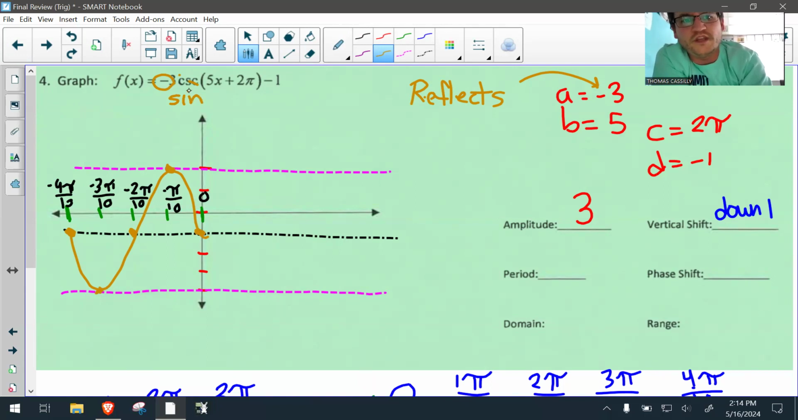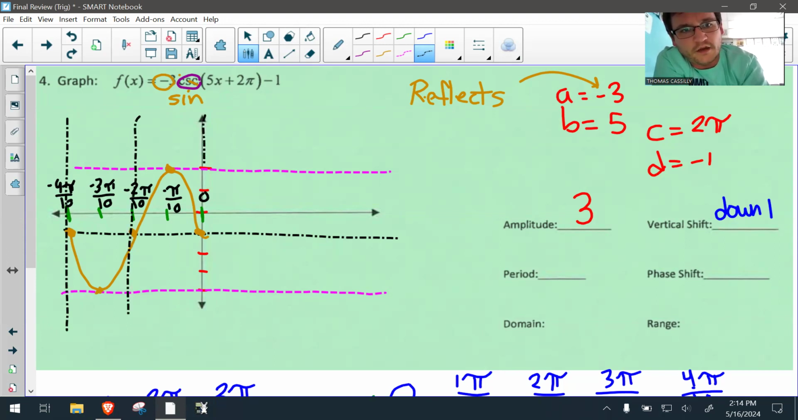But again, we don't want the sine. The end goal was to graph the cosecant. So what we have to do is identify those 0 points. Those are our asymptotes. I'm already using all my dotted lines here, but that's all right. Anywhere that your graph crosses the midline, make a dotted line.